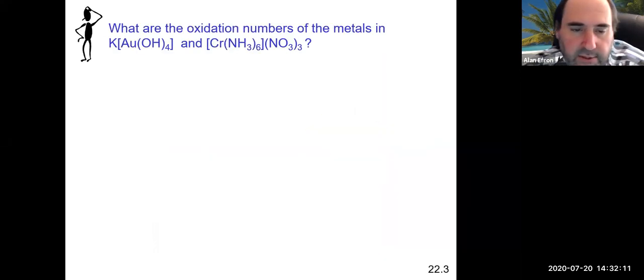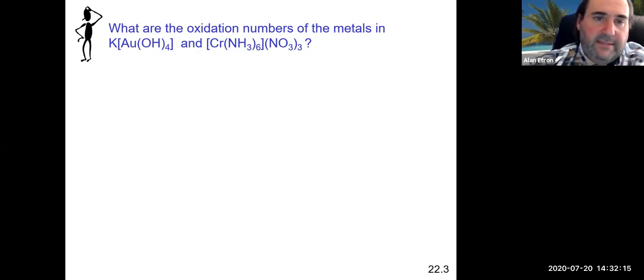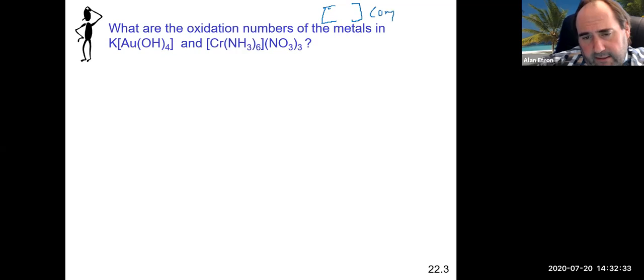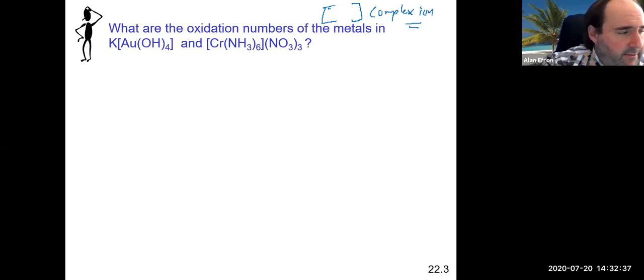All right, so on this one here, take a minute or so and figure out the oxidation number on the metal in the complex ion part. While you're at it, figure out the coordination number for the complex ion. I will give you a hint: typically the thing in the brackets is our complex ion. See what you come up with, and we'll talk about it in a minute or so.